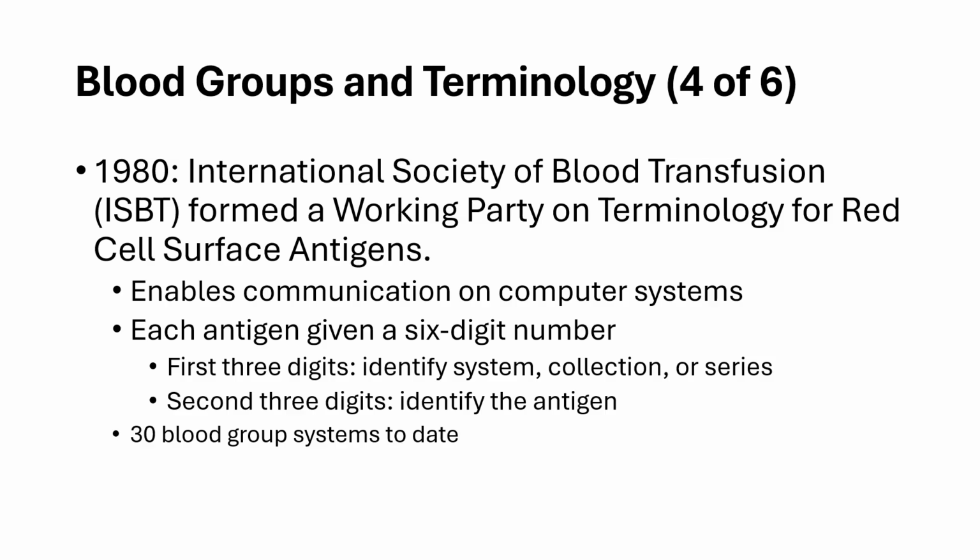The International Society of Blood Transfusion, or ISBT, formed a working party on terminology for red cell surface antigens back in 1980. Its purpose was to standardize and enable communication on computer systems. So each antigen is assigned a 6-digit number. The first 3 digits identify the blood group system, collection, or series, while the last 3 digits identify the specific antigen. To date, there are 30 blood group systems that have been recognized.